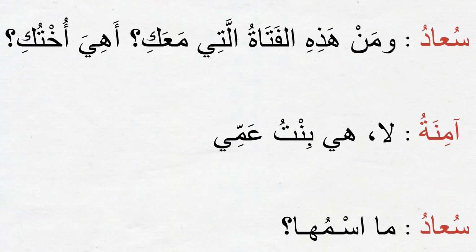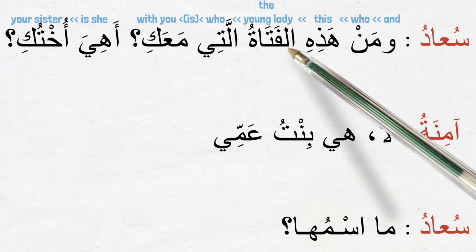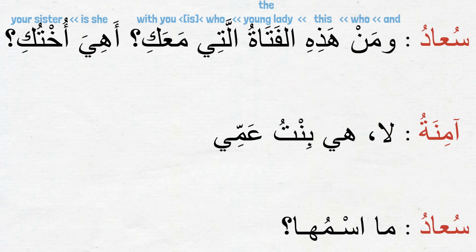Next, SUAAD asks Amina about a girl standing next to her. ومن هذه الفتاة التي معك؟ أهي أختك? And who is this young lady who is with you? Is she your sister? الفتاة means a young lady. It is a mu'annath gender of the ism al-fata, the young man.